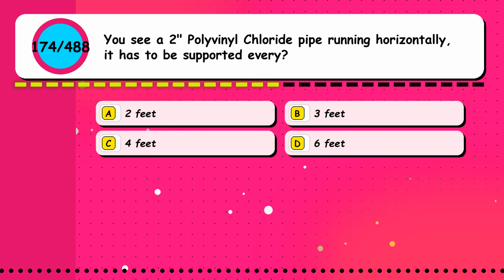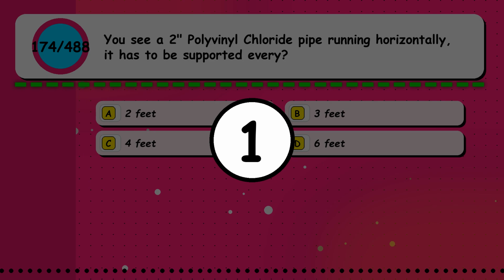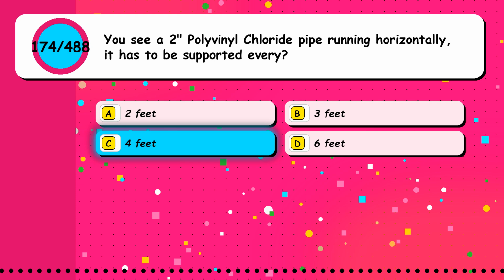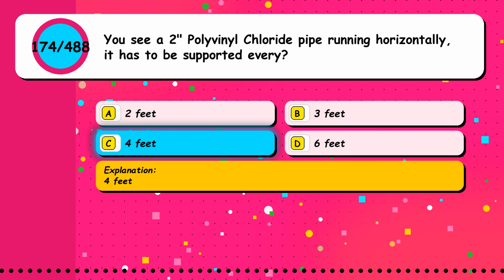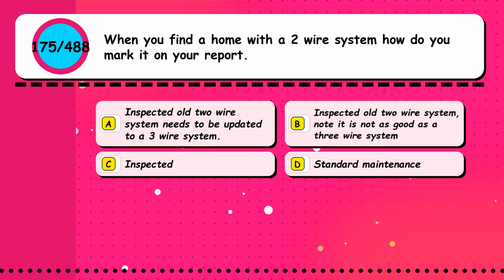Option A, 2 feet. Option B, 3 feet. Option C, 4 feet. Option D, 6 feet. The correct answer is option C, 4 feet. Question 175. When you find a home with a 2-wire system, how do you mark it on your report? Option A, inspected old 2-wire system needs to be updated to a 3-wire system.